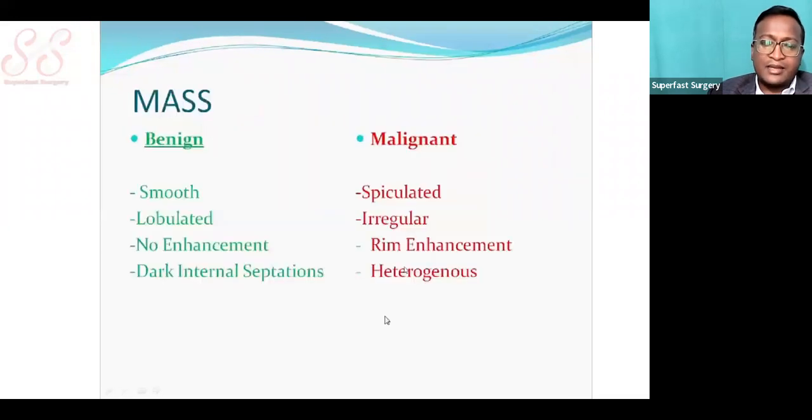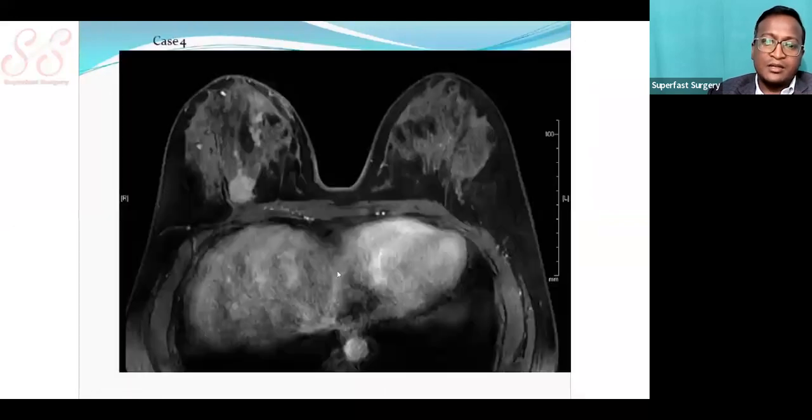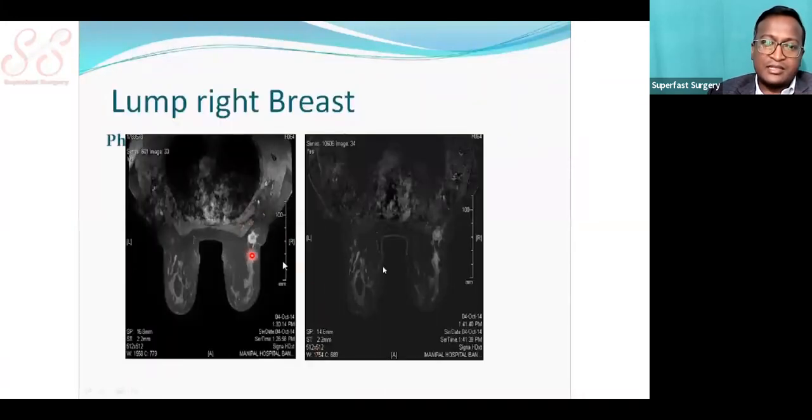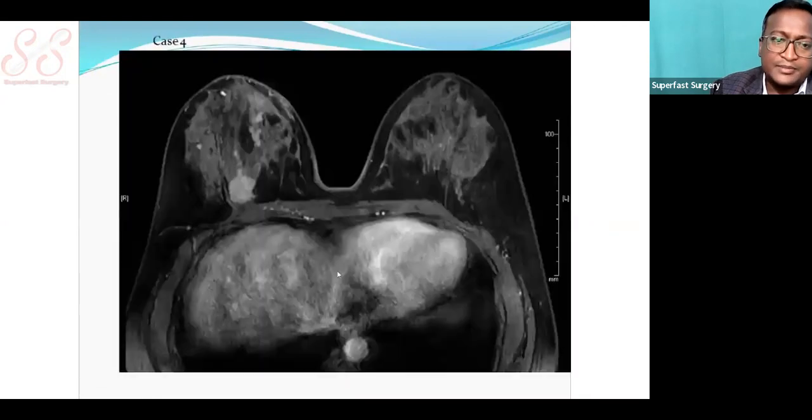Okay, and the characteristics of a malignant appearing lesion on MRI are spiculation, irregularity, rim enhancement, and heterogeneity. So as you see, there is a rim enhancement, and the surrounding rim of the lump is enhanced more than the central area. And there is spiculation also. So this is the malignant lump in the right breast.